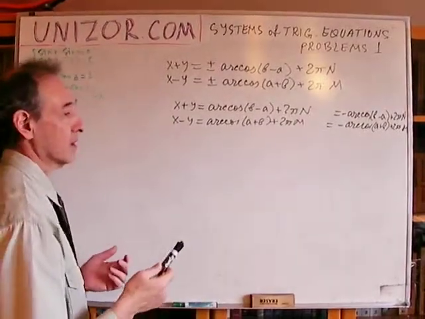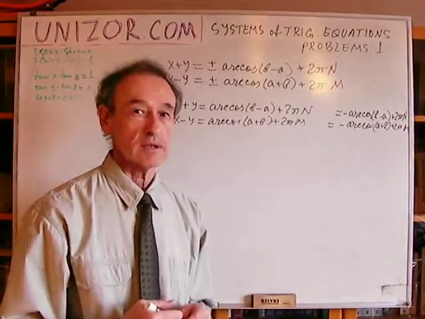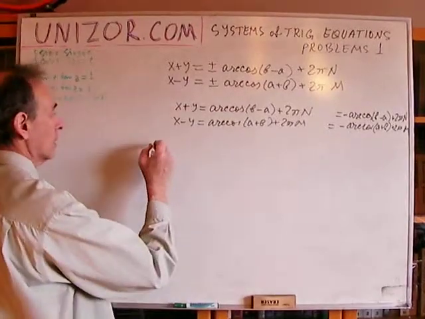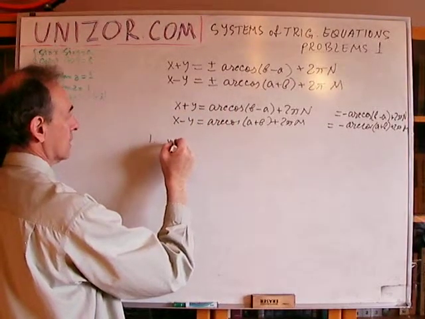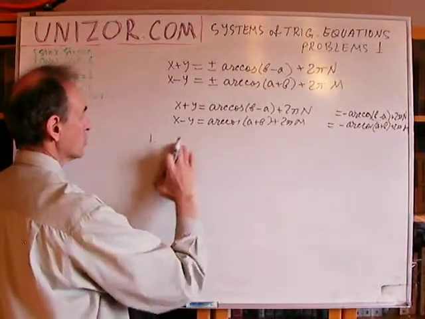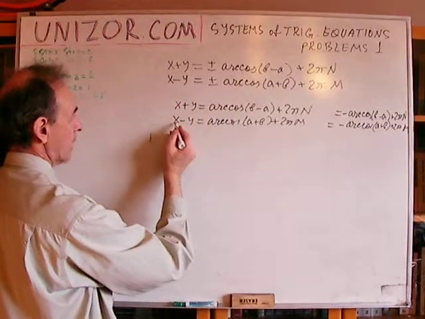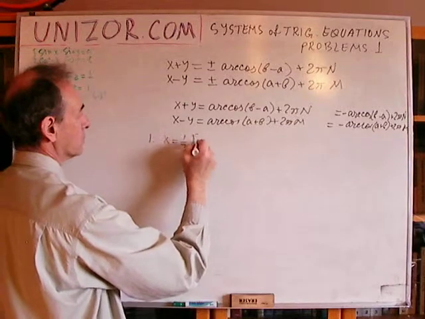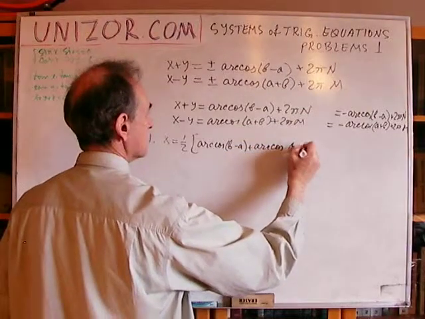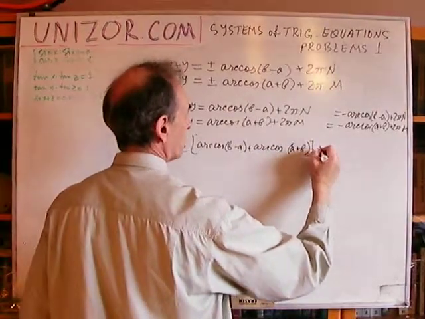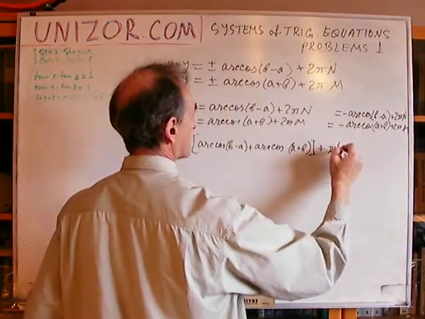And four different solutions, and each solution is not actually a single solution because there is this integer n or m which should be added. So let me just, as one particular example, consider case number one, plus and plus first, which is x plus y is equal to this and x minus y is equal to this, from which I can conclude by adding these two, y and y will be reduced, will be 2x here, so x is equal to 1/2 of arc cosine b minus a plus arc cosine of a plus b, plus pi times m plus n.